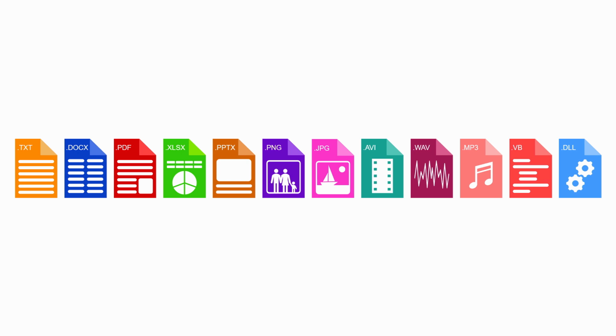The operating system can identify a file type by its file name extension. So when you double-click a file, the operating system can use the file name extension to decide which application it should use to open it.